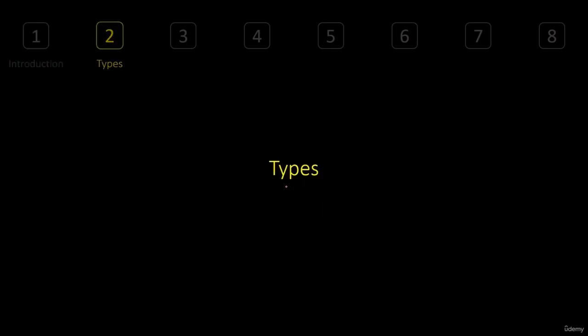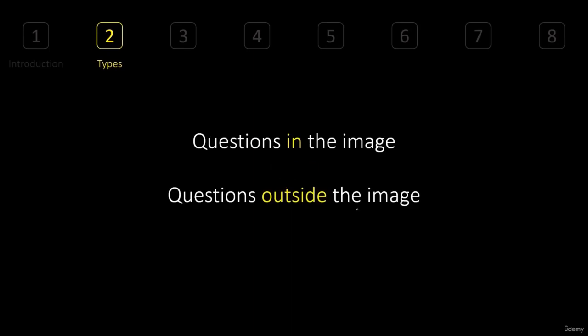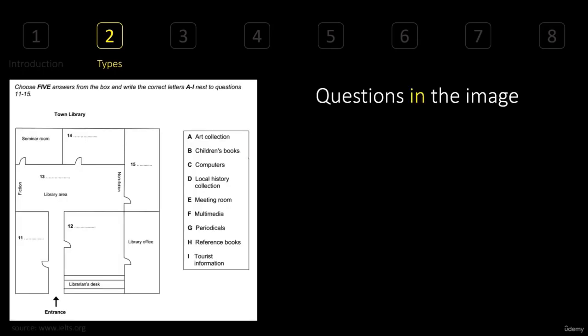Now there are two types in listening for the maps. The first one is when we have the question in the image, and the second one is when we have the question outside the image. What is the meaning of this? Let me show you an example. Here, we have the question in the image. 14th is the number of a question, 15th, 13th, 12th, 11, all are question numbers. Here, options are outside the image, as you can see. So you'll be listening to the audio and trying to fit which one is correct for 11th, either A to I, and again for 12.